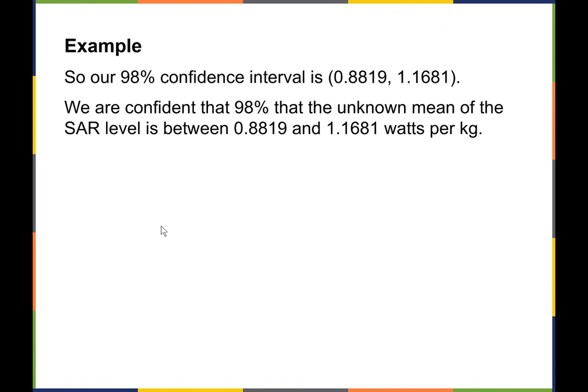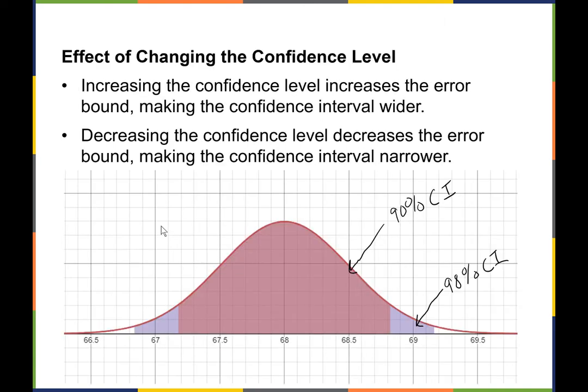All right, so we are 98% confident that the unknown mean of SAR level is between 0.8819 and 1.681 watts per kilogram. All right, so let's talk about just the effects of changing different things in our confidence levels. If we increase our confidence level, that means we're going to increase our error bound and make our confidence interval wider. So increasing the confidence level would be like, oh, I was 90% confident, but now I'm 98% confident.